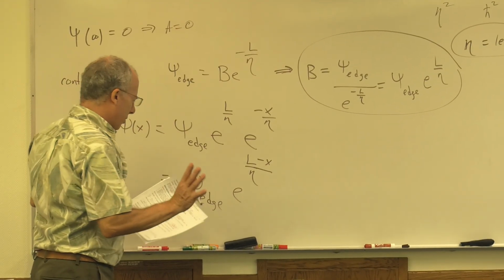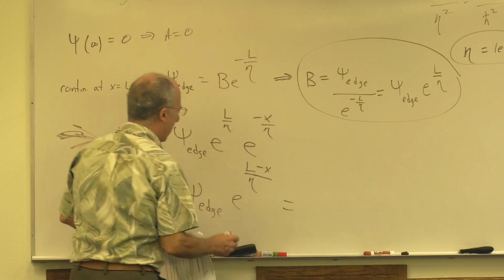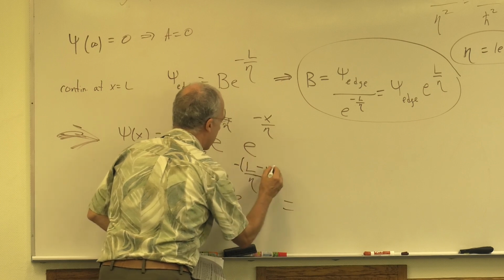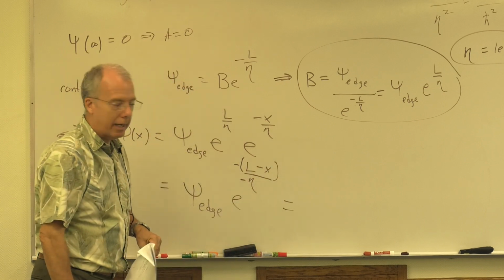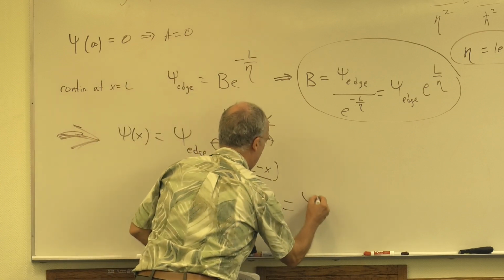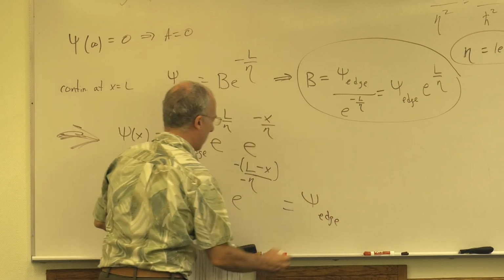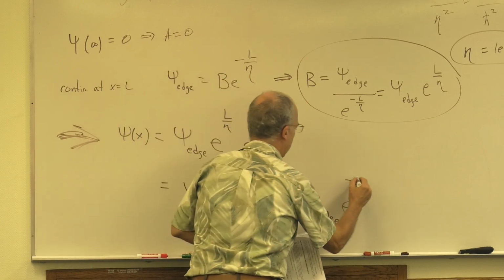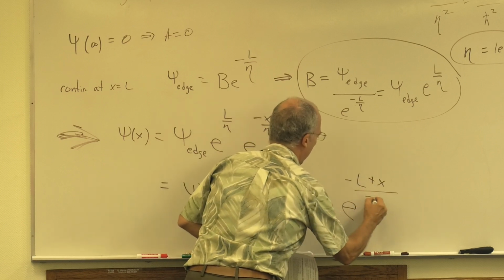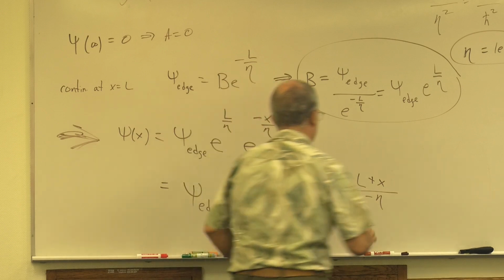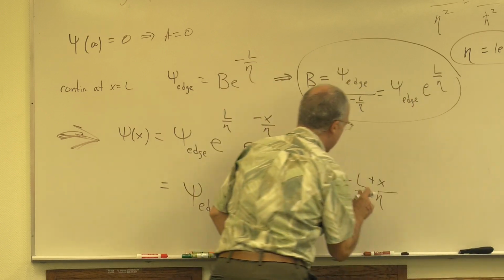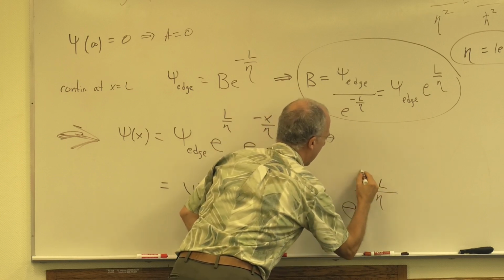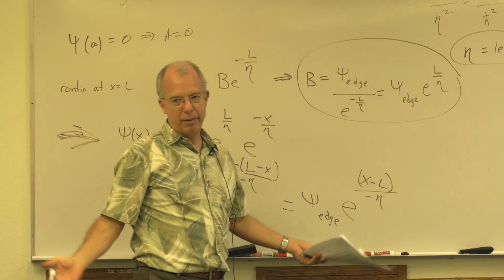I don't like it like that. You'll just see why in a minute. So I'm going to do a little math trick. I'm going to multiply the top by a minus sign, and I'm going to multiply the bottom by a minus sign. That's totally legal. So then I have psi edge e to the negative L plus x over negative eta. And this is the same thing as x minus L.